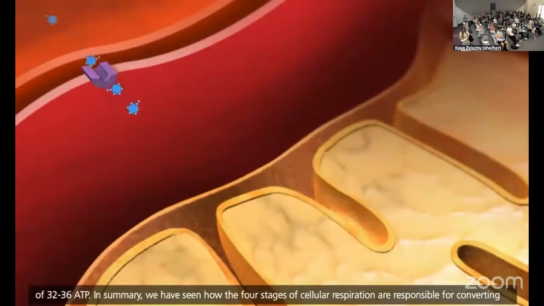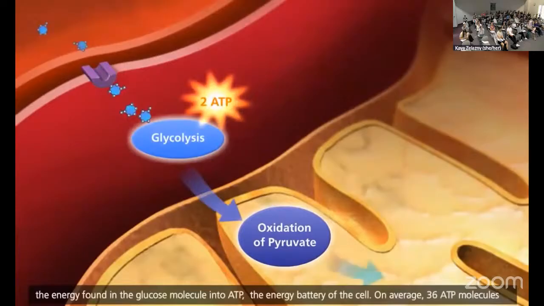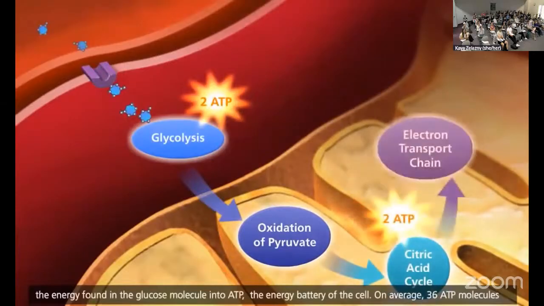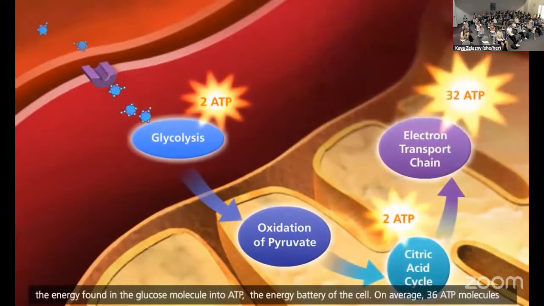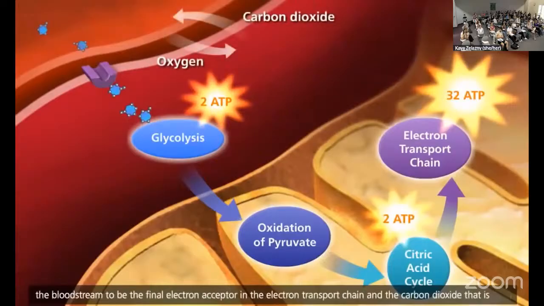In summary, we have seen how the 4 stages of cellular respiration are responsible for converting the energy found in the glucose molecule into ATP, the energy battery of the cell. On average, 36 ATP molecules are produced per glucose molecule that entered the cell. In the process of producing ATP, oxygen is brought in from the bloodstream to be the final electron acceptor in the electron transport chain, and the carbon dioxide that is produced as a byproduct is released.